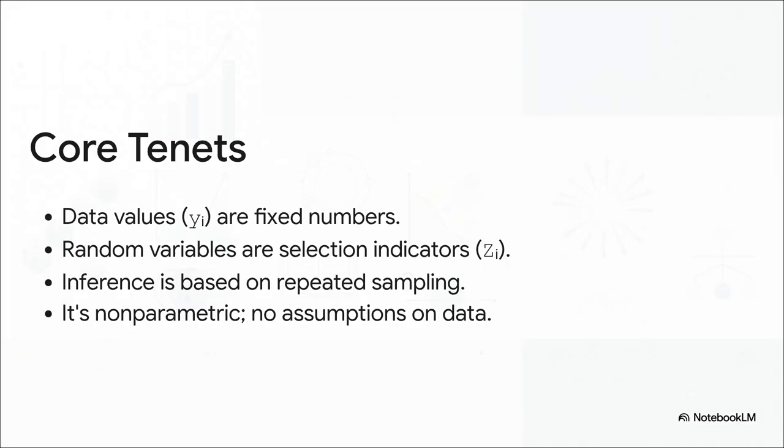Okay, so this really gets to the core of it. The data values themselves, let's call them Y_i, are considered fixed. They're just numbers. The only random part of the equation are these things called selection indicators, or Z_i. You can just think of that as a simple yes or no. Did we pick this item for our sample? And what's really powerful about this is that it's non-parametric. That's a fancy way of saying we don't have to assume anything about the data distribution. We don't care if it's a perfect bell curve or something totally wacky.